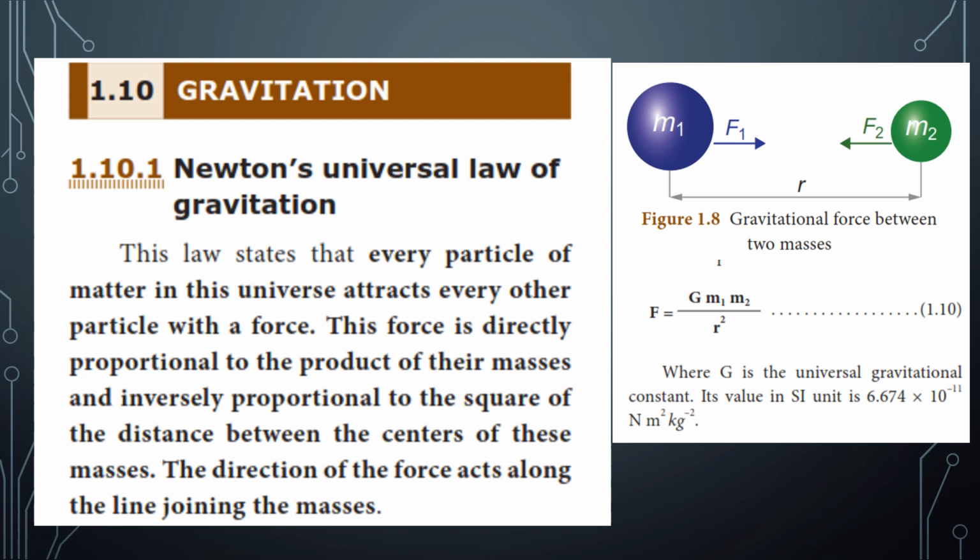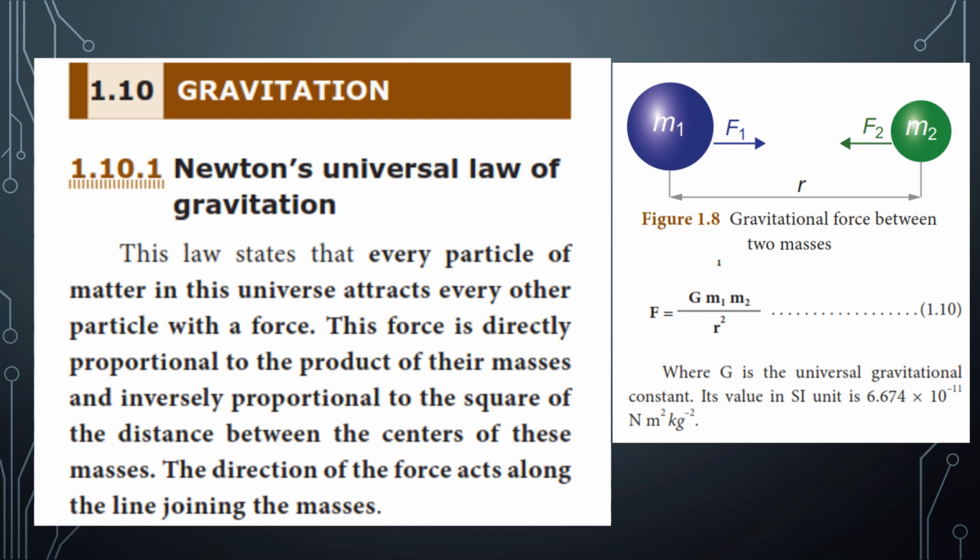Gravitation. Newton's universal law of gravitation. This law states that every particle of matter in this universe attracts every other particle with a force. This force is directly proportional to the product of their masses and inversely proportional to the square of the distance between the centers of these masses. The direction of the force acts along the line joining the masses. Force between the masses is always attractive and it does not depend upon the medium where they are placed.